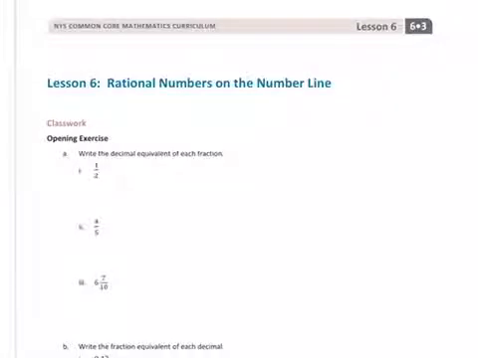Lesson 6, Rational Numbers on the Number Line. So the opening exercise says write the decimal equivalent of each fraction. So it starts off with 1/2, which we know is 0.5 in decimal form. For number 2, or II, it says 4/5.